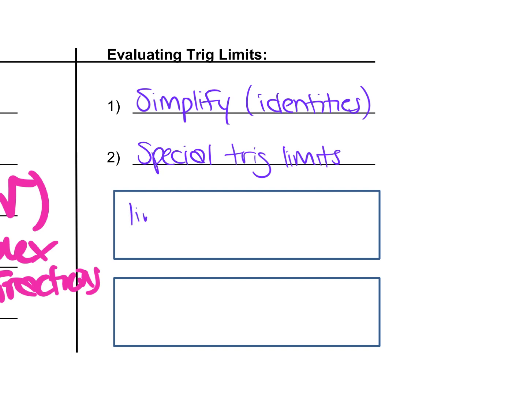One of the special trig limits is this. The limit as x approaches 0 of sine x over x. There's nothing you can do to simplify that. And if you plug in 0 top and bottom, you're always going to get 0 over 0. But if you graph it in your calculator, you can see that the graph actually approaches a number, and that number is 1. So the limit of sine x over x as x approaches 0 is always 1.